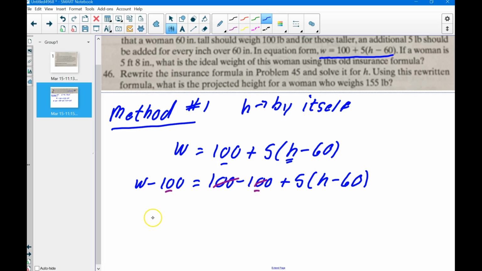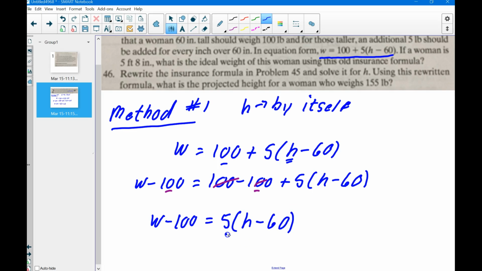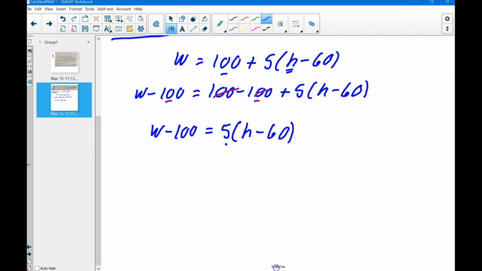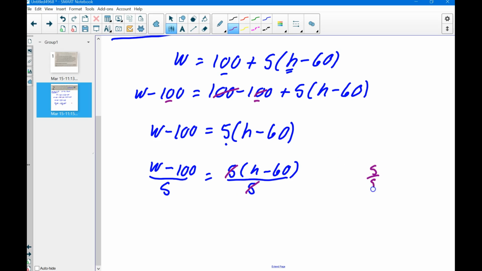Now I'm left with W minus 100 equals 5H minus 60. Now this is multiplication in here. So what I have to do next is division to get rid of that. So on this side I have to go W minus 100 over 5 equals 5H minus 60 over 5. And you notice this time these 5's will cancel out because 5 over 5 is equal to 1.